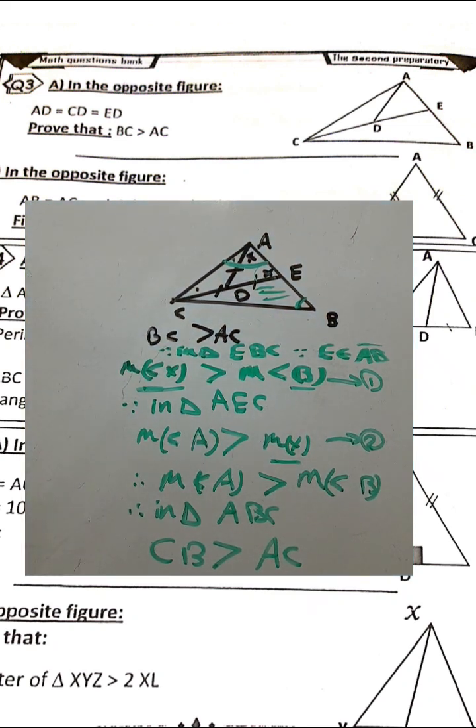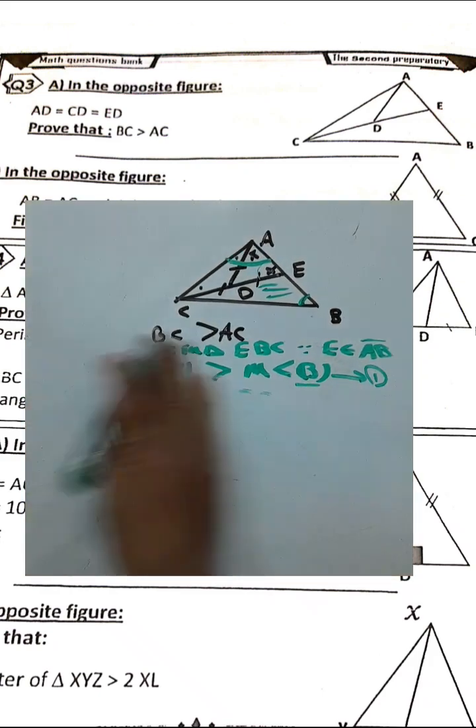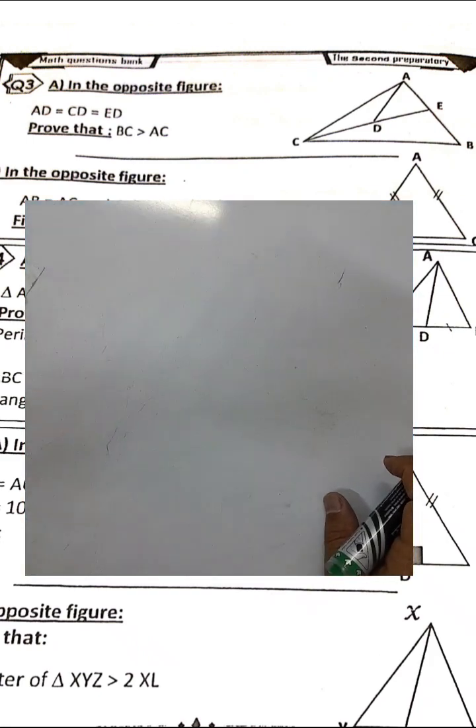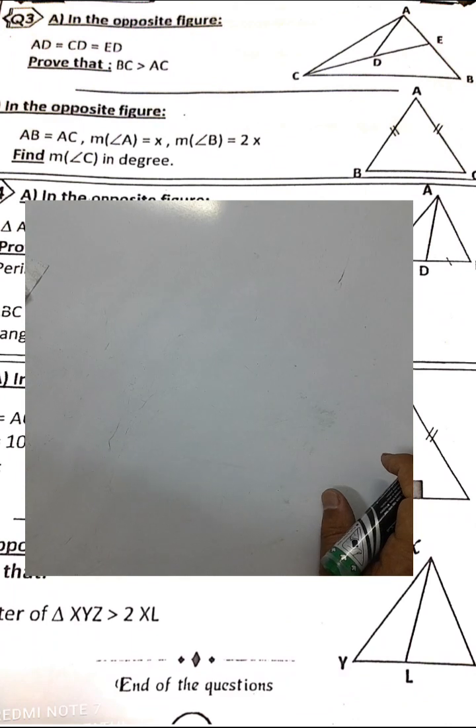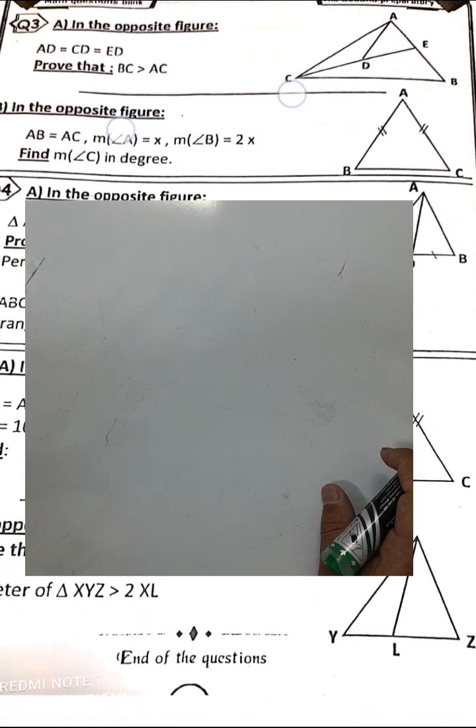Okay, then CB greater than AC. Examples here are very important. You must pay attention to the steps in this example. Next, we have an isosceles triangle here.